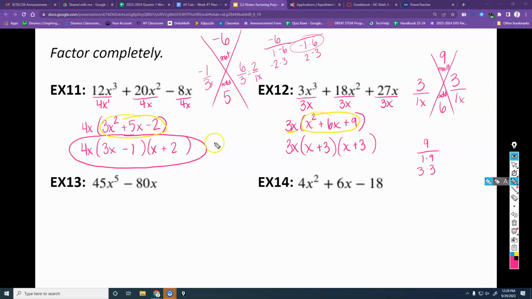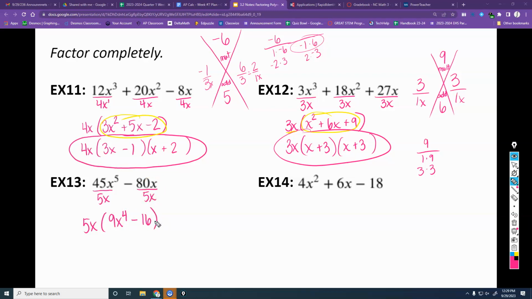All right. Okay, so this is what you should get for 2. Now, you're going to see several like number 13 on the Delta Math that we're going to do today. First thing, we always look for greatest common factor. It is 5x for this one. So we'll have the 5x out front. We'll have 9x to the 4th minus 16.